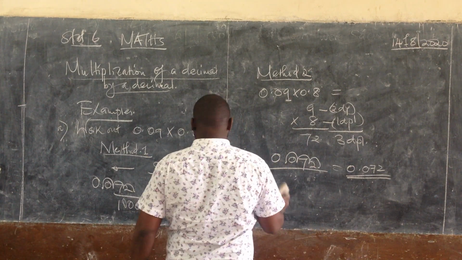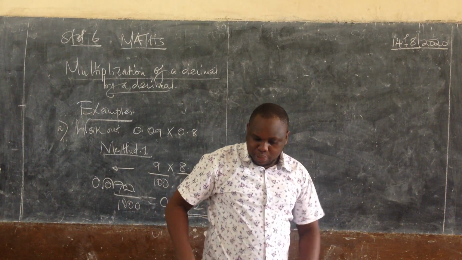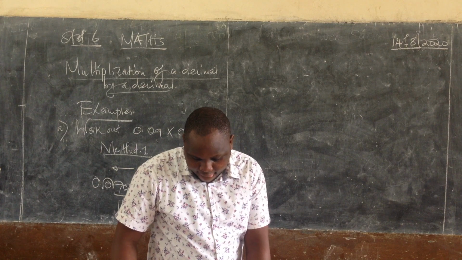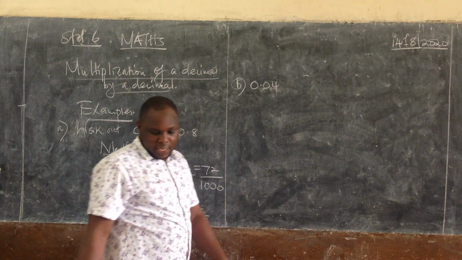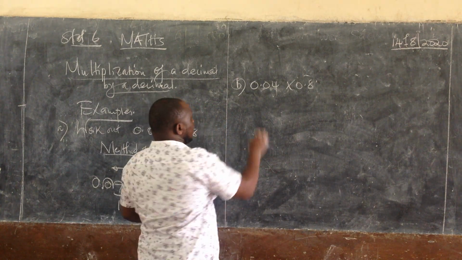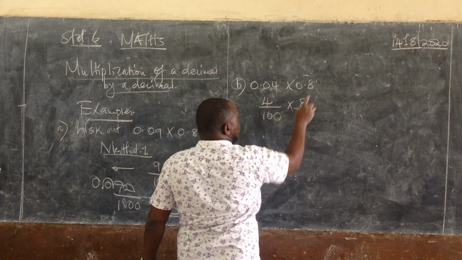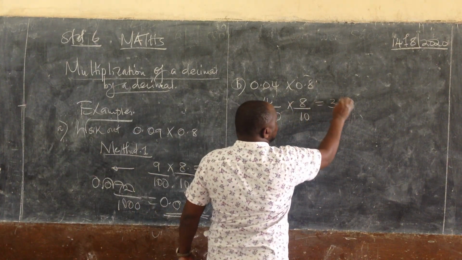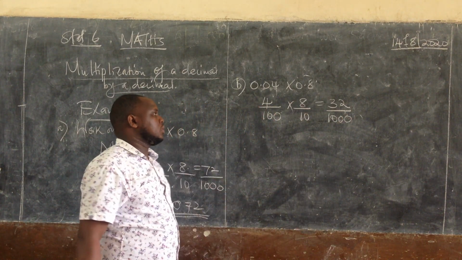So we can have our next example. Now next example, example 2, is B, 0.04. That is to be multiplied by 0.8. And now this is going to be 4 over 100 times 8 over 10. Let's try to multiply. 4 times 8 will give you 32 over 100 times 10 is 1000. Just add the zeros there like that.